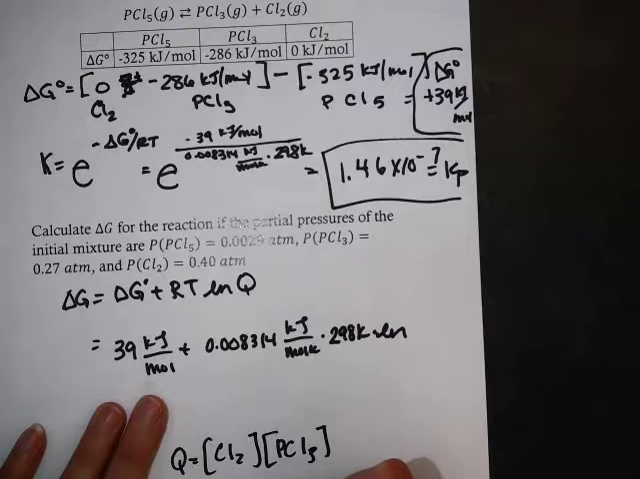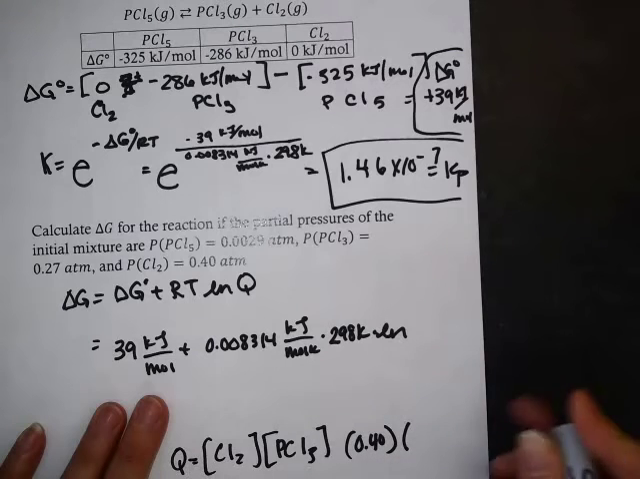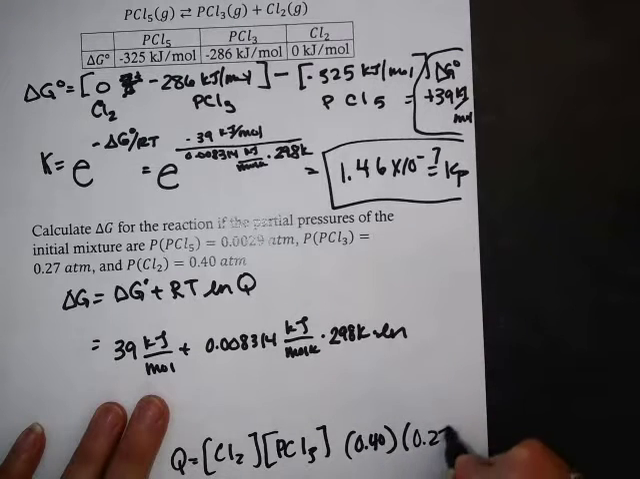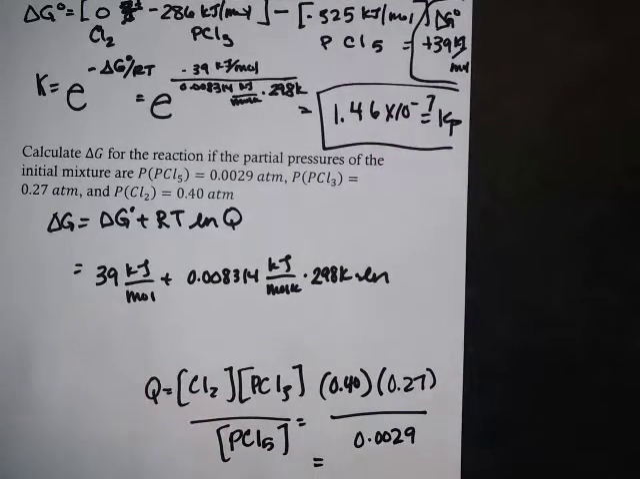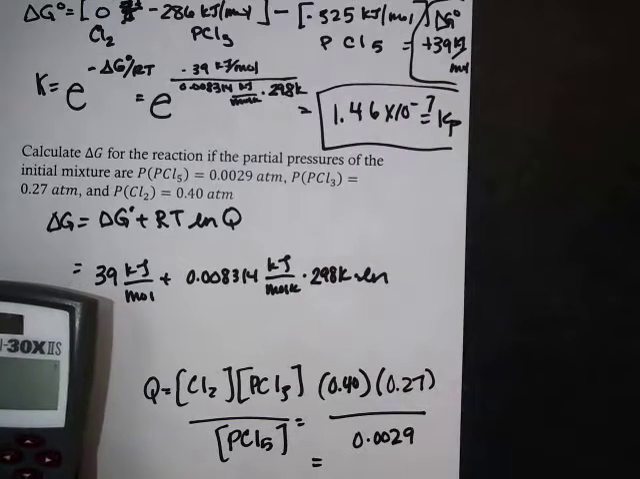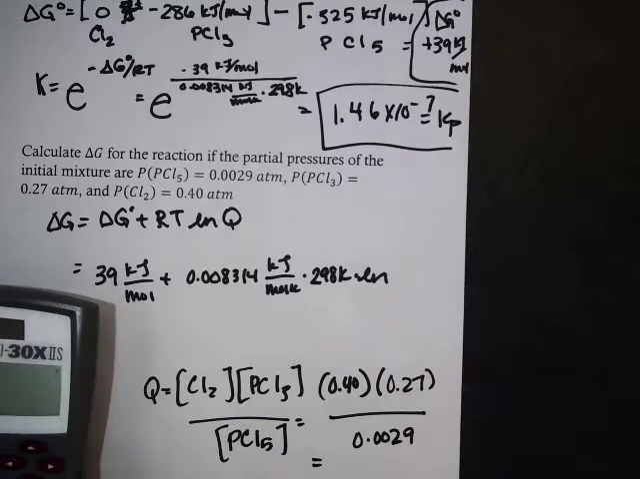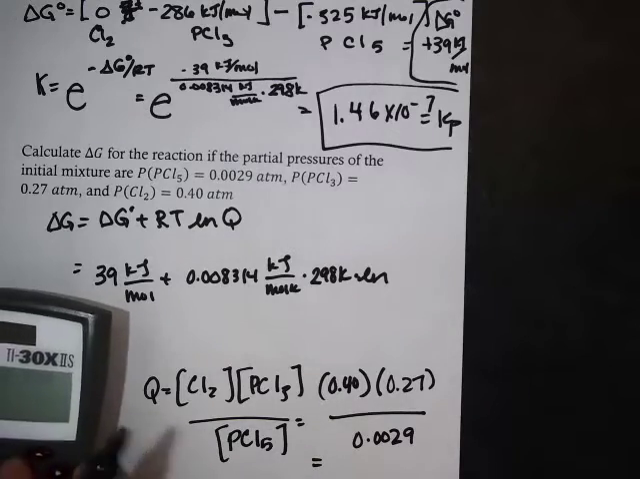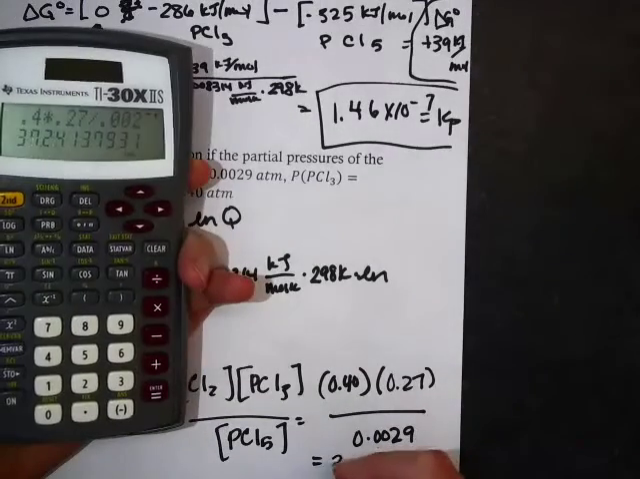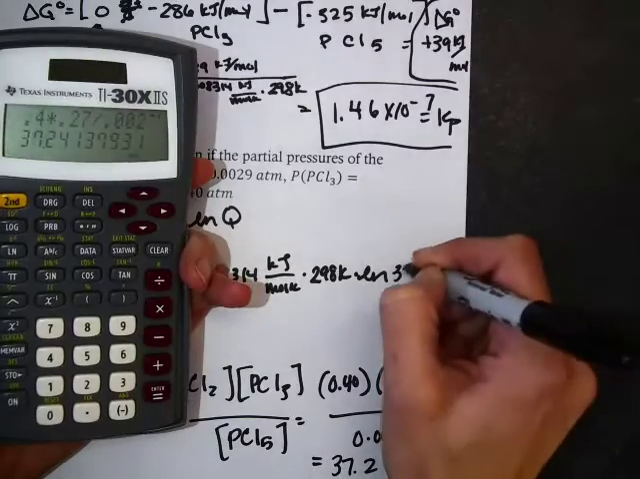Q is just like an equilibrium constant, but it doesn't have to be equilibrium concentrations. I don't need an ICE table to get equilibrium. I just plug in the numbers I have. So products on top, Cl2 and PCl3, so that's the 0.4 and the 0.27 atmospheres. And then the PCl5 on the bottom, 0.0029 atmospheres. That'll be my Q. So put that all in my calculator, and I get 37.2 for my Q.